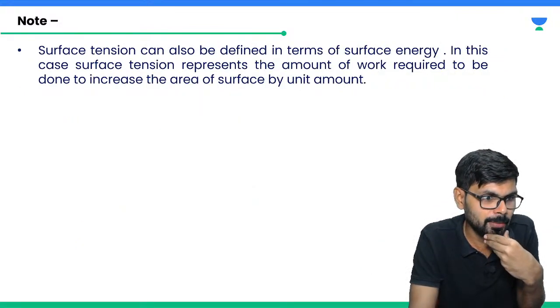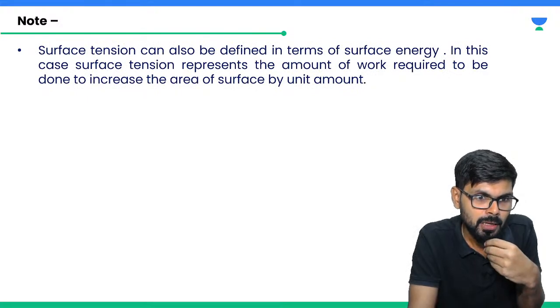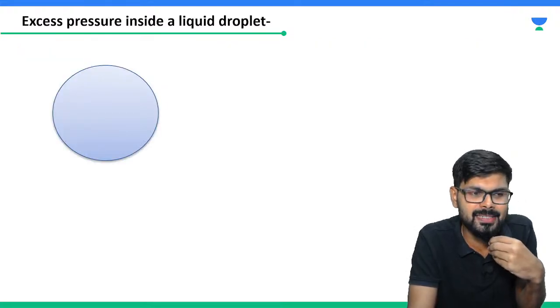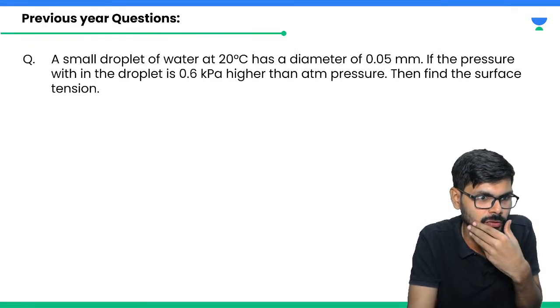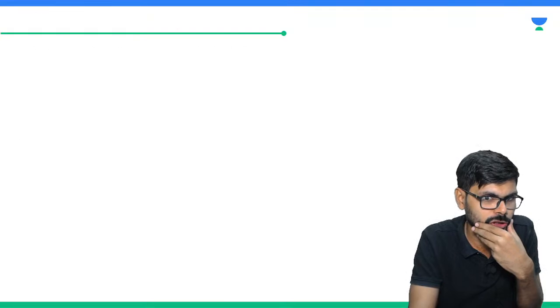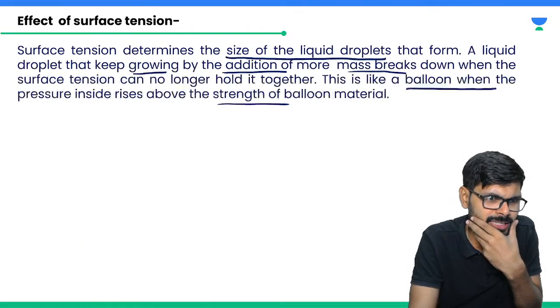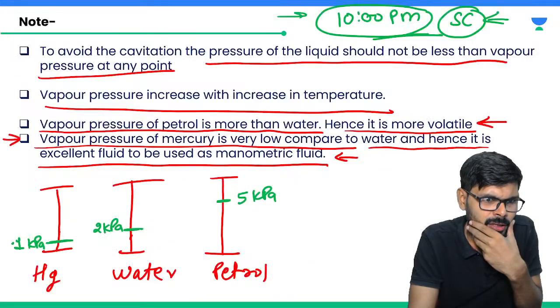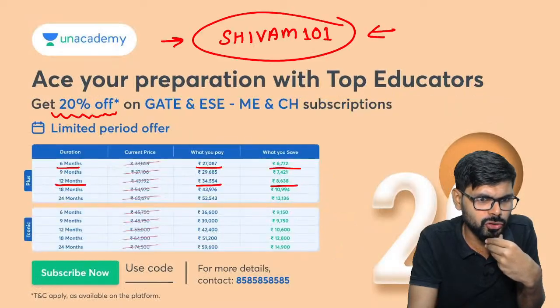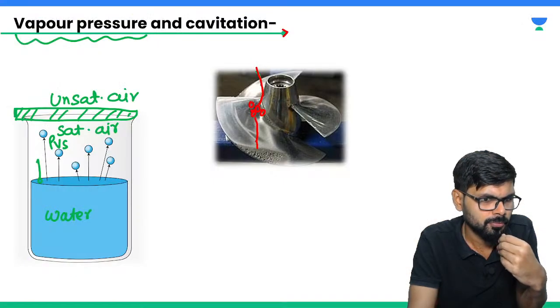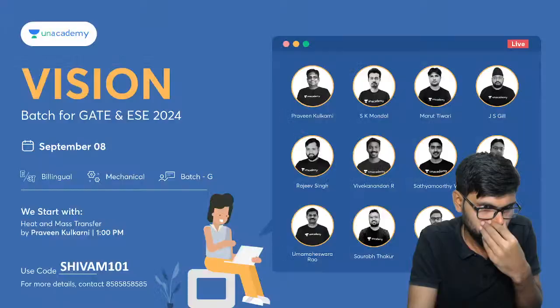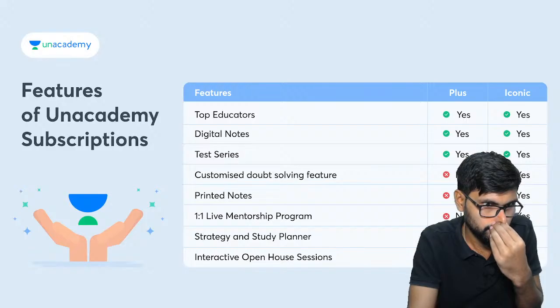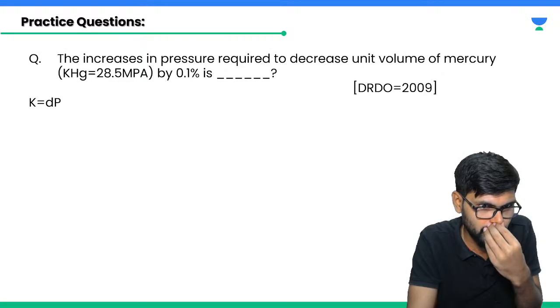Okay, so this is all about today's class. And this part, the excess pressure inside the liquid droplet, I will teach tomorrow, and these questions also we will do tomorrow. So tomorrow this chapter will be over, and the next chapter also will start. Clear, beta? Any doubt? First you ask me.